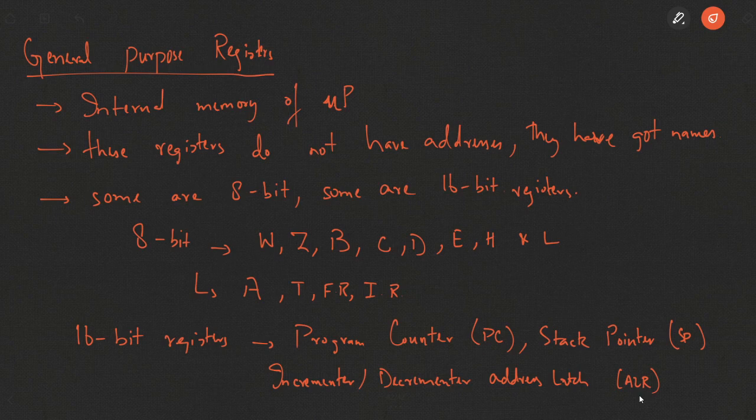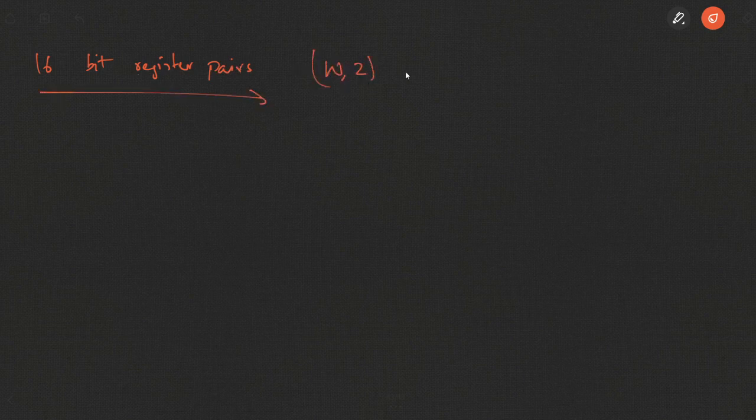You have the 8-bit registers, you have the 16-bit registers. Apart from this, the 8-bit registers can also be paired up to form 16-bit register pairs. They can be used in pairs. The combination with which they are actually used is fixed. You can combine W and Z, B and C, D and E, H and L. So these 8-bit registers can be used together as a 16-bit register pair.